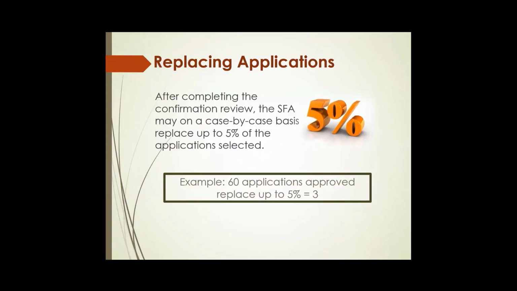The second process that we mentioned that we do right before we send the letters is replacing the application if it is necessary. This is a good time to look to see if a student has withdrawn from school. If the student has withdrawn, then the SFA should select an application to replace the withdrawn application with the like application, which means if it's an income application, then you want to replace it with the income application. If it's a categorical eligibility application, then you want to replace it with a like application.